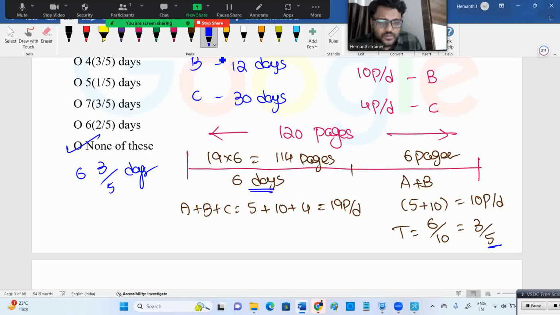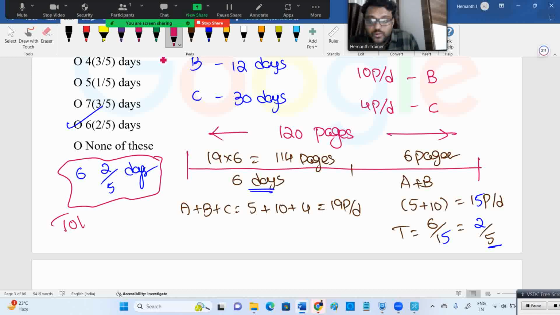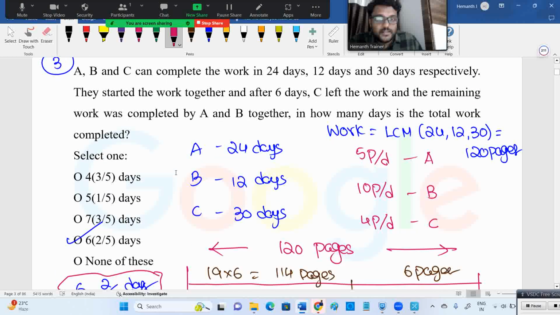Any calculation mistakes? No, right, here 6 pages. Sorry, yes, there is a calculation mistake. This is 2 only. This is 15 pages per day. So 2 times 3, 5 times 6, 2 by 5 days. The option is 6 and 2 by 5 days. To complete the remaining work it takes 2 by 5th of a day, and the total time taken is 6 days already plus 2 by 5th of a day. 6 and 2 by 5 days is your answer.